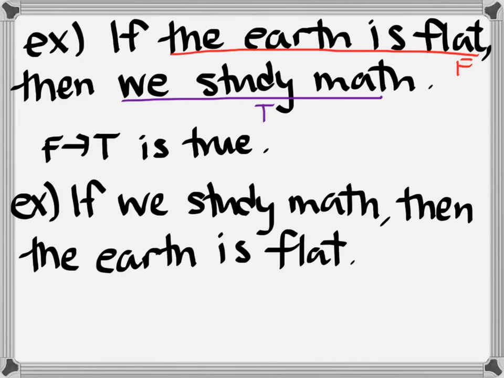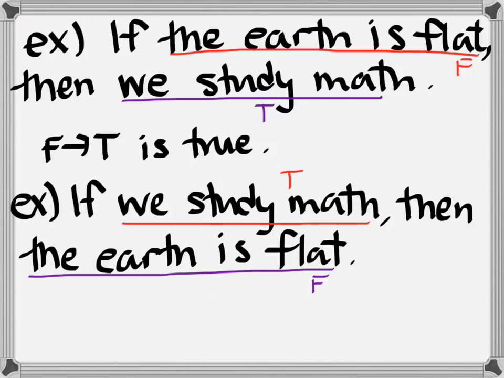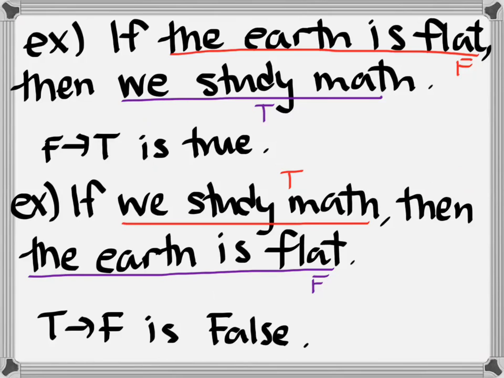But let's look at this next example. If I were to say, if we study math, then the earth is flat, if I were to tell that to you, this would be a lie, because we do study math, but the earth isn't flat. So this is an example of true implies false is false. What we're doing here is we're showing the truth value or the truth table for specific examples.